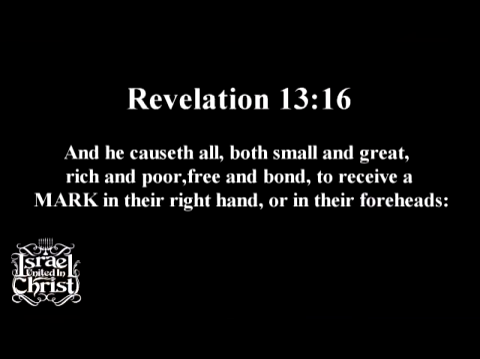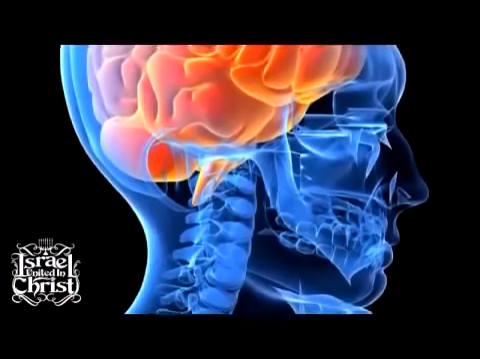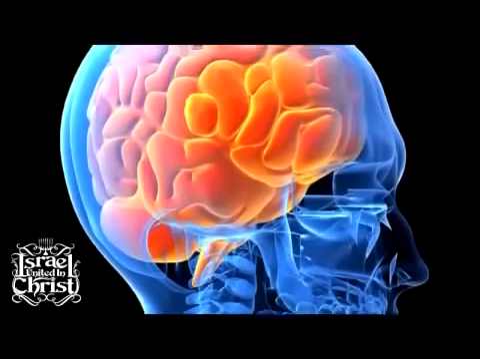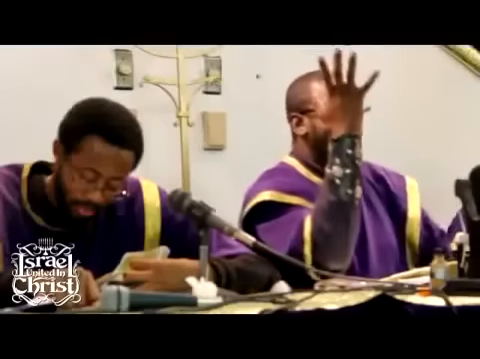Read that again. Verse 16 again: and he causes all, both small and great, rich and poor, free and bond, to receive a mark in their right hand or in their foreheads. Now, what's in your forehead? Your brain is in your forehead. So philosophies and doctrines are up in here. With your right hand, you support those things, you pledge allegiance to those things, you make agreements to those things.